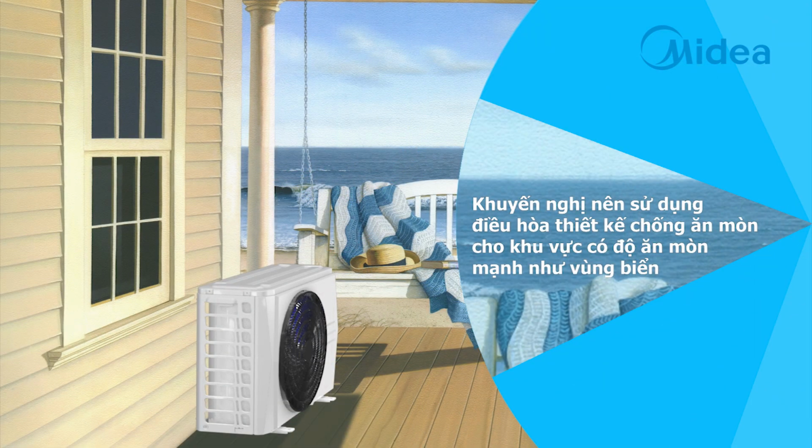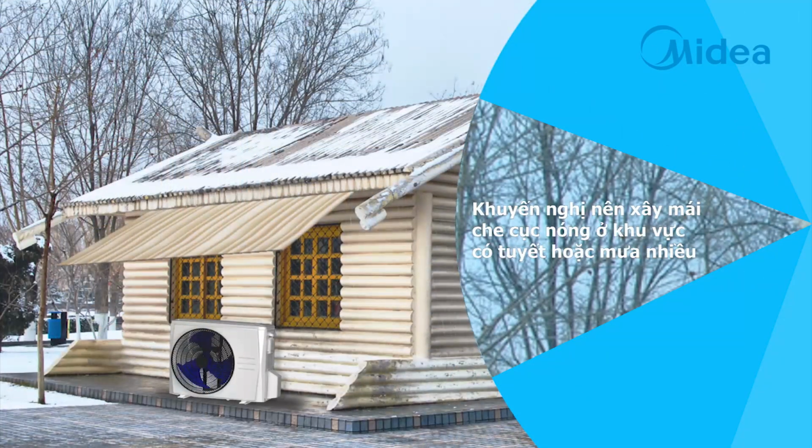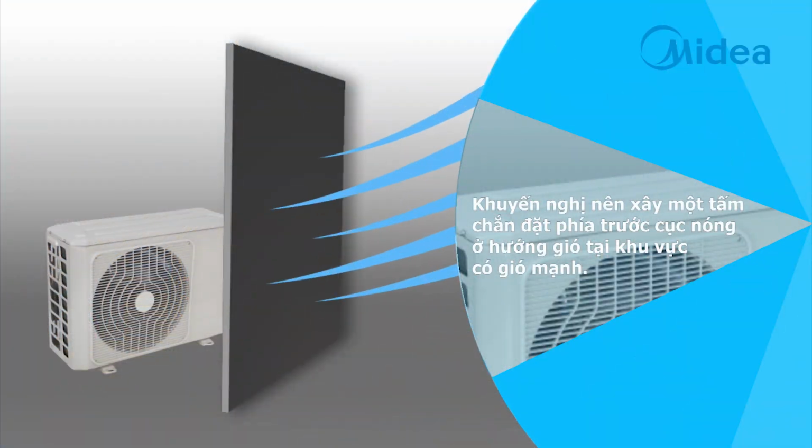It is recommended that customized anti-corrosion air conditioner be used for areas like seaside where corrosion is strong. It is recommended to build shelters above the outdoor unit in the area with heavy snow or heavy rain. It is recommended to build a barrier in front of the outdoor unit towards the wind direction in strong windy area.